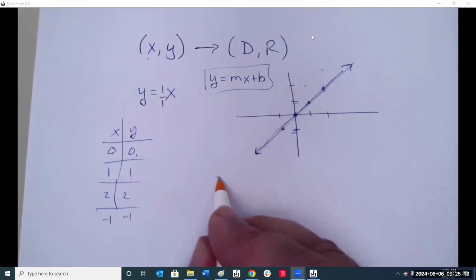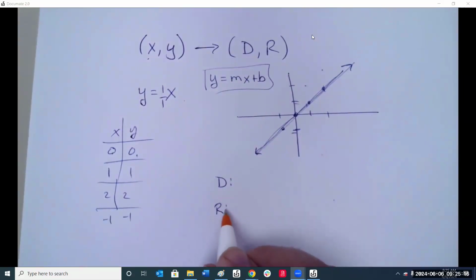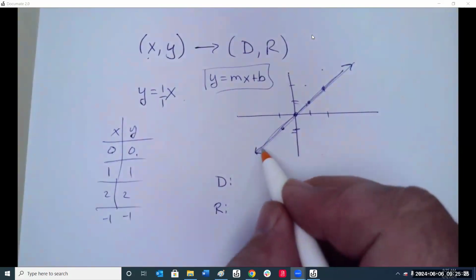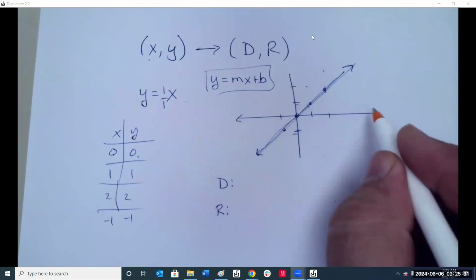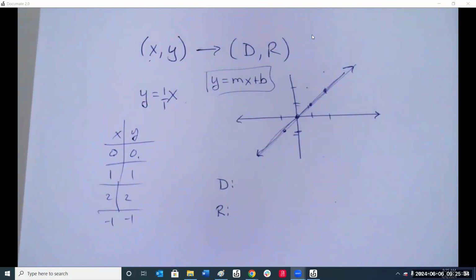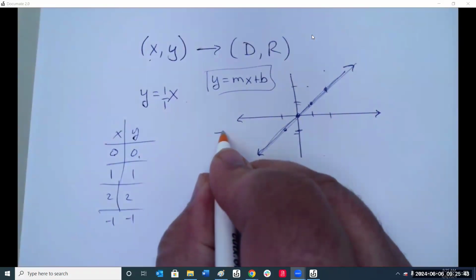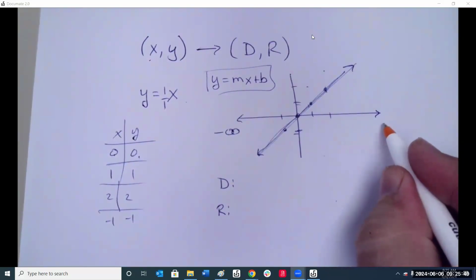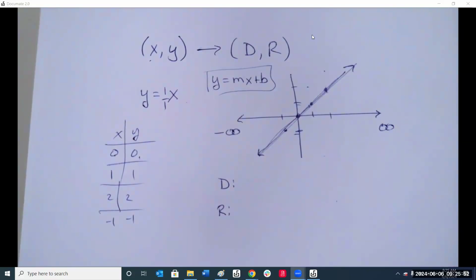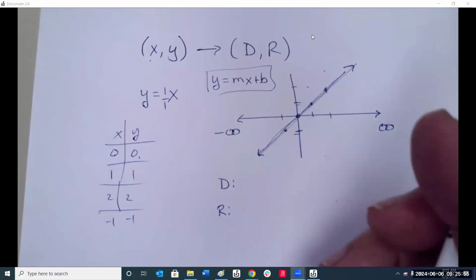So with this equation, what is my domain and what is my range? The domain. How far left can it go? Nope. How far left can it go? Negative infinity. How far right can it go? Positive infinity. Because that's what these arrows here say.